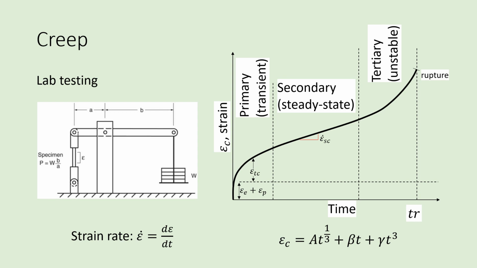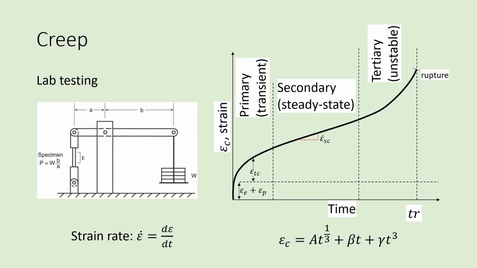The secondary stage is defined by steady state creep and is the longest of the 3 stages. During the second stage, the strain rate remains relatively constant and the material continues to deform. Eventually, the strain rate begins to increase, marking the end of the secondary stage and the beginning of the tertiary stage, in which case unstable strain accumulates throughout the object until it ruptures at the time of rupture, t sub r.